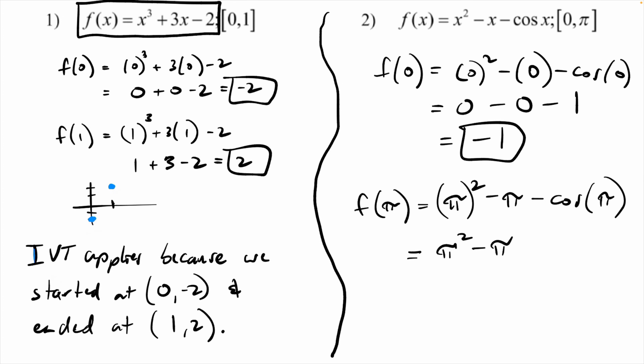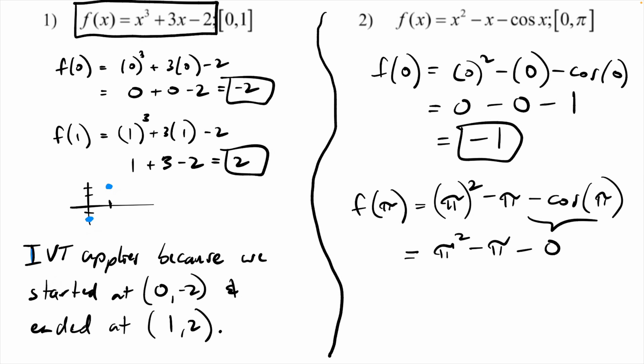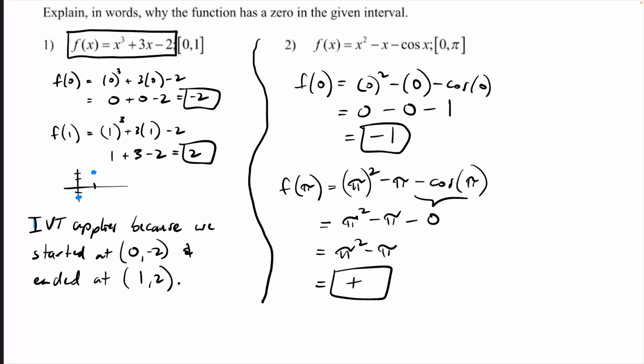What is cosine of pi? I believe it's 0. The sine of pi is 0. So if I'm subtracting these two guys, am I going to end up with a positive number or a negative number? Positive, right? I can approximate it in my head, but I can't use a calculator, so the best I can do is approximate it in my head. It's going to be between 8 and 9, I think. Okay? So intermediate value theorem will apply again.